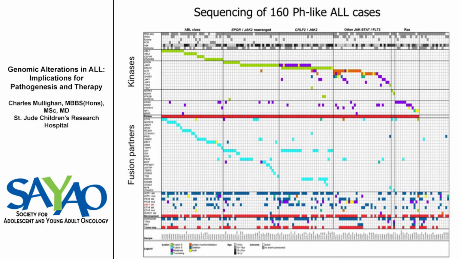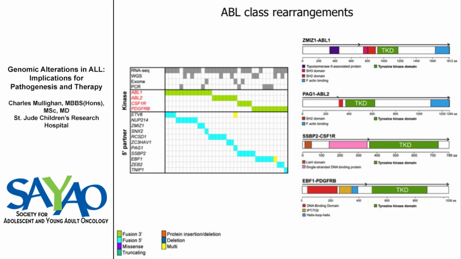So this is a rather detailed heat map attempting to show the kinase activation landscape of these PH-like ALL cases. And we've attempted here to group them into both the class of kinase signalling and also the nature of alteration. And I'll go through these example by example, but one could see once we'd now obtained data from many patients that different themes were emerging in terms of the type of kinase and the type of alteration.